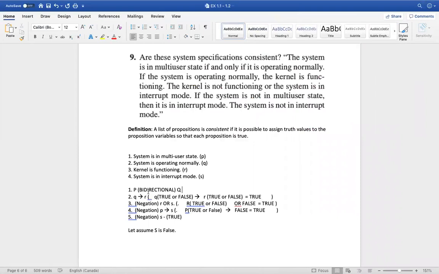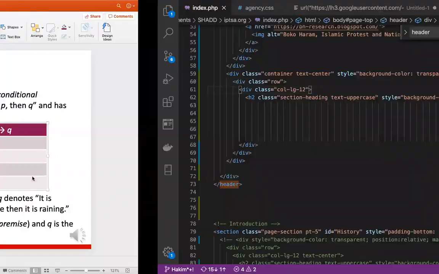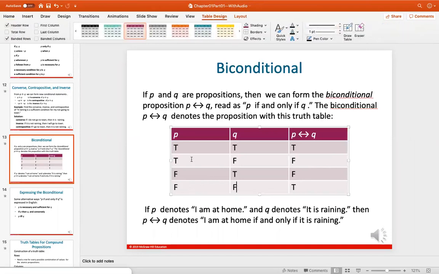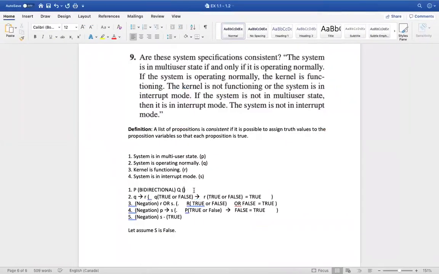The next one, the last one, is P bidirectional Q. So if we look here at the bidirectional, here they are true under some conditions, that either P and Q both are true or both are false. Okay, so let's make P true or false, P and Q are both true or are both false. Only then the result will be true.